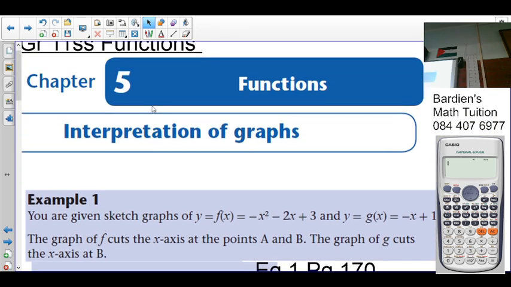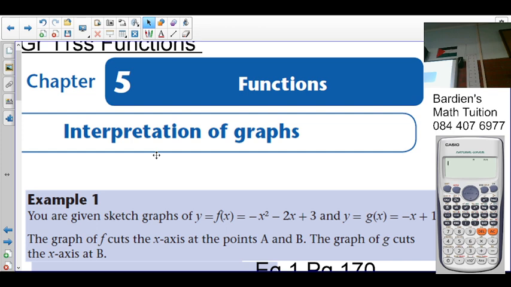So at this point we have drawn parabolas, exponential graphs, hyperbolas and straight lines. At this point as well we have determined the equations of parabolas, exponential graphs, hyperbola graphs and linear straight line graphs. So now we're going to look at interpretation of graphs. We have done this already when we spoke about the domain and range, where f of x is more than or less than 0 or equal to 0.